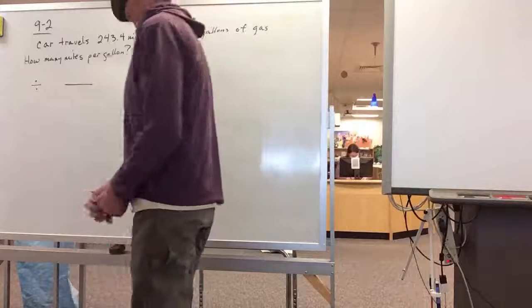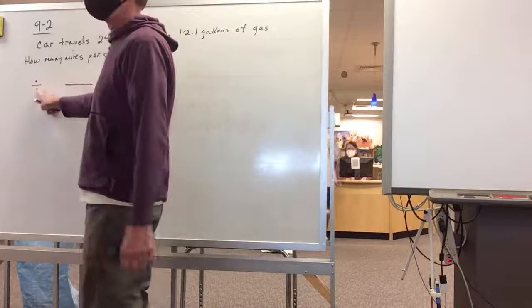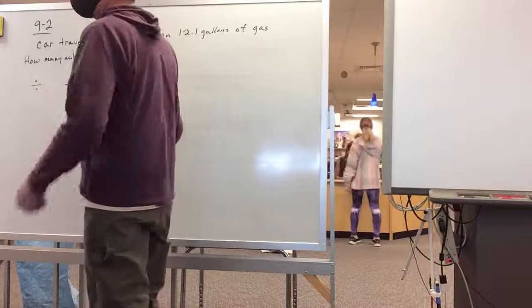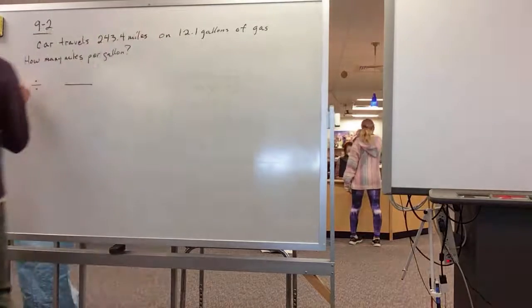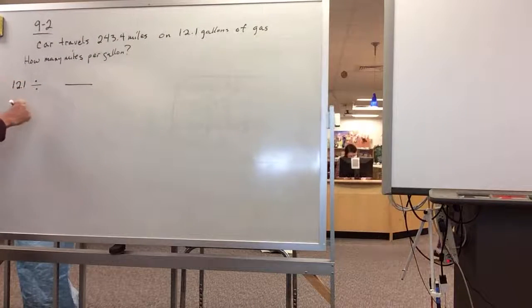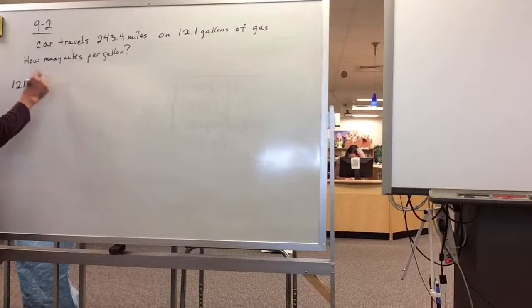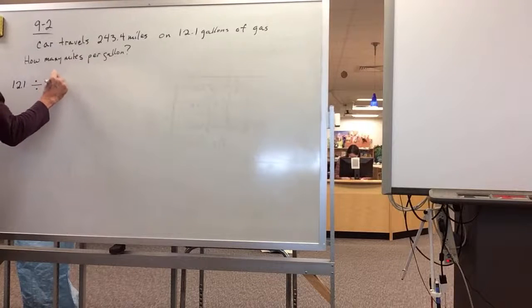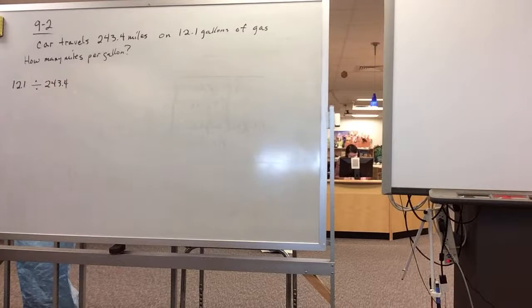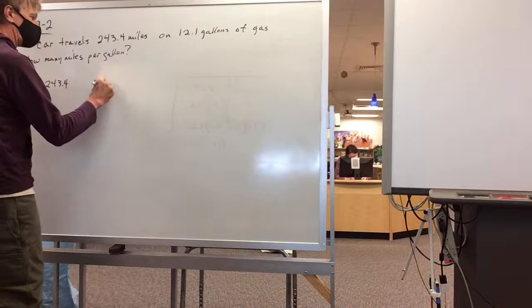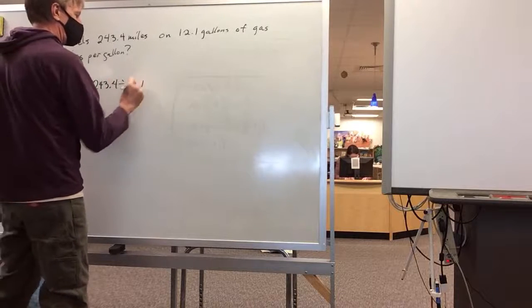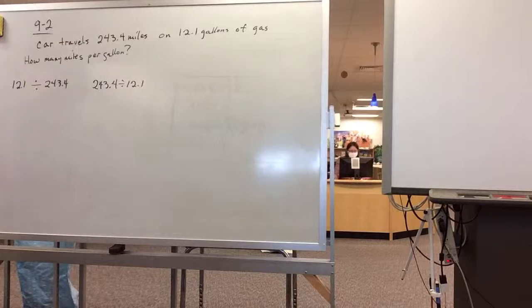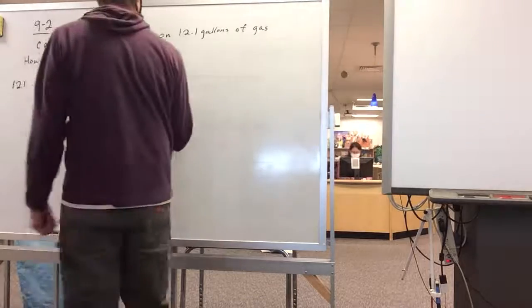So Arla, if you write it this way, which number did you write first? 12.1? And then you'd have 243.4 over here. Okay. Does anybody write it the other way? Yeah. You wrote it the other way. Okay, so I'm going to write 243.4 divided by 12.1. Is that okay? Okay, now I'm going to write it over here two different ways.